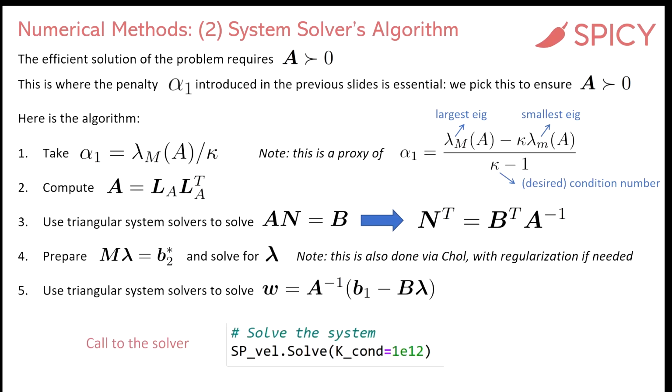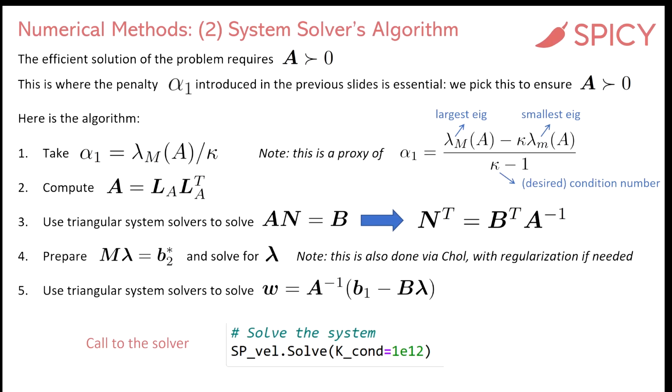Now this is the call of the solver. We will go into more details in the tutorials, but it suffices to notice that usually you have just one input, one parameter, which is this K count. This K count here is basically this K, which I talked about before, and here, as you can see, we're putting a large number, K equal to 1e12.